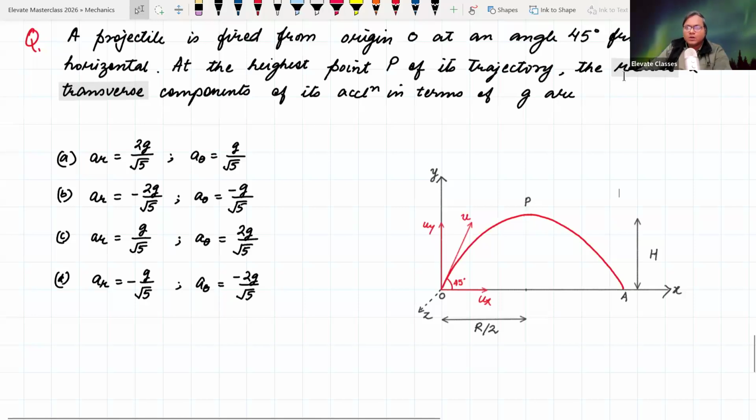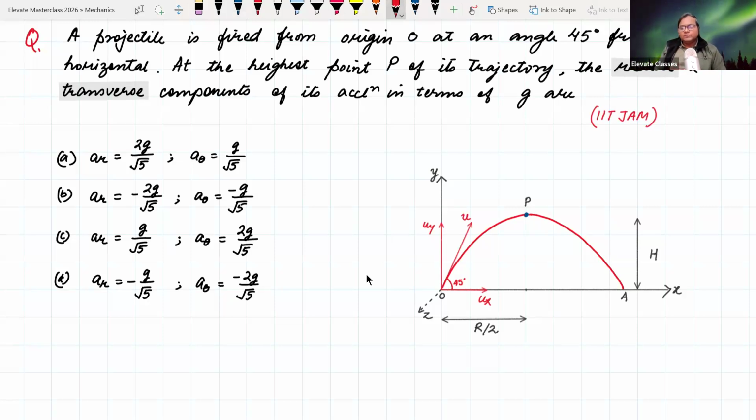Yeah, so a projectile is fired from origin O at an angle 45 degrees from the horizontal. At the highest point P of its trajectory, the radial and the transverse components of its acceleration in terms of g are what? Ye JAM ka question hai. Theek hai, I forgot which year, but it was asked in IITJAM.